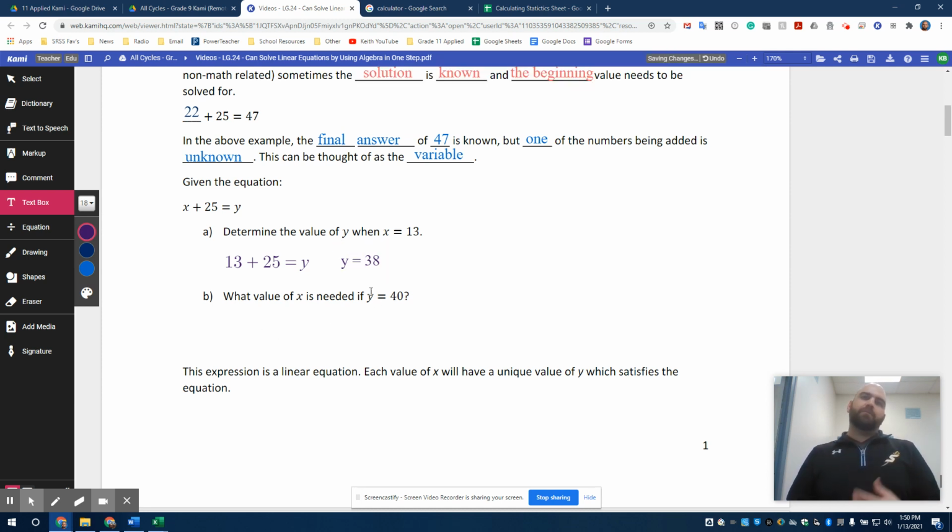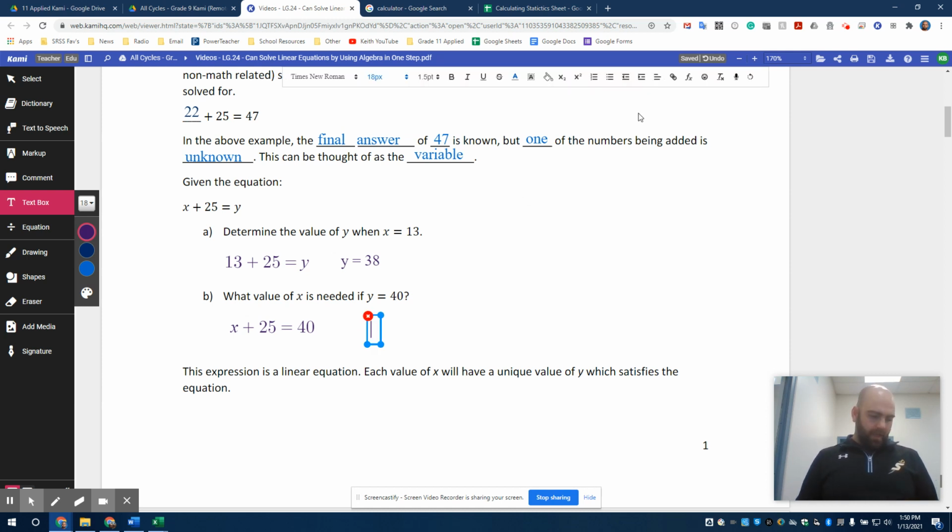We can also do it if we're given a y value. I'm just going to make this into an equation here. If we have a y, we replace the y with 40, and then we need to figure out what value of x would make that work. In this case, x is equal to 15, because if we add 15 to 25, it's going to work.